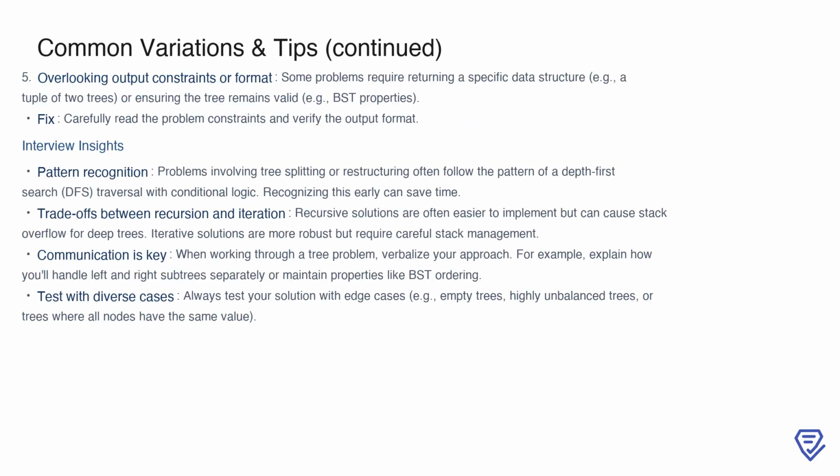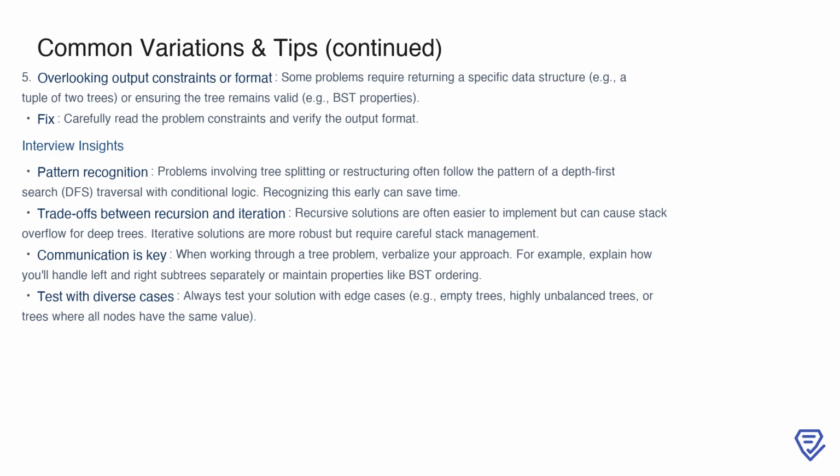Another common challenge is overlooking the output constraints or format. For example, some problems may ask for a tuple of two trees or require that the resulting trees maintain valid BST properties. Misinterpreting these requirements can result in solutions that fail test cases. To avoid this, carefully review the problem constraints and verify that your output meets the specified format.